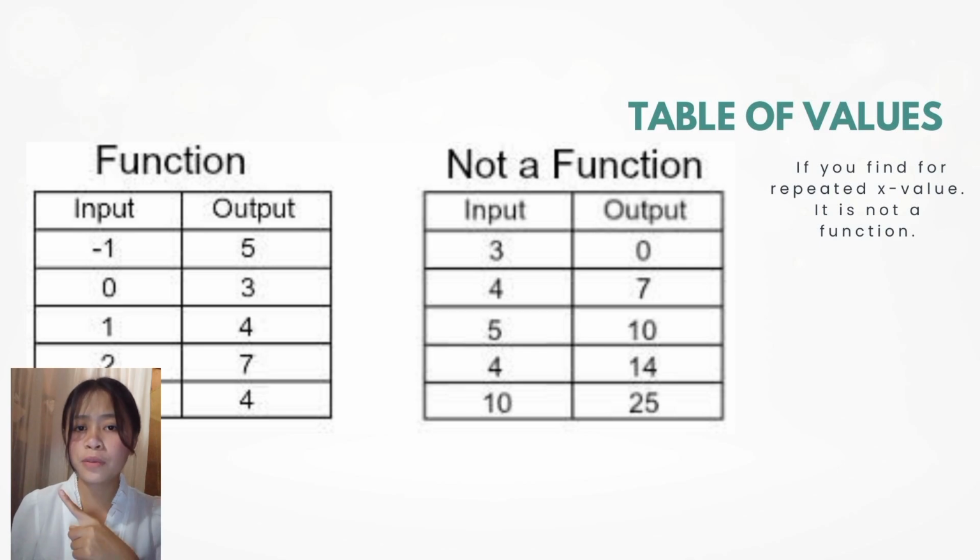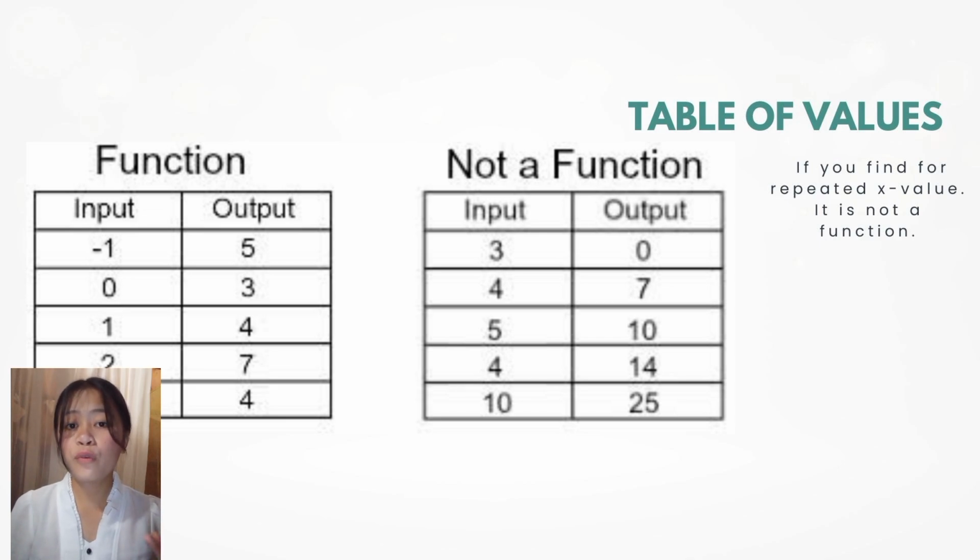Importantly, although you can observe that the output value 4 repeats, right? This is perfectly acceptable in a function as it is a many-to-one relationship. That is, different inputs can lead to the same output, but crucially, no single input is paired with more than one output. And by contrast, the table on the right, labeled as not a function, it clearly violates this rule, right?